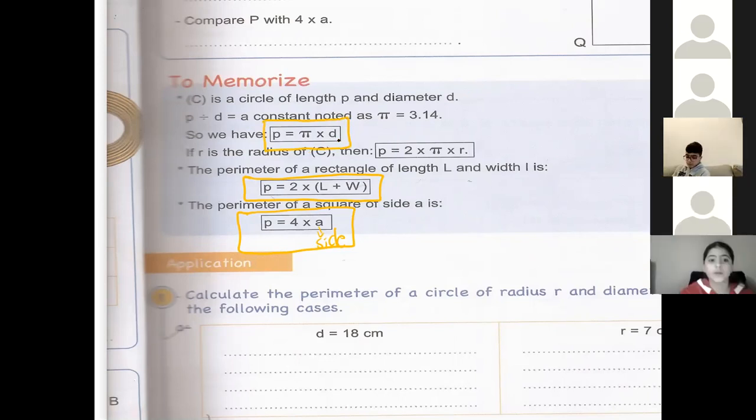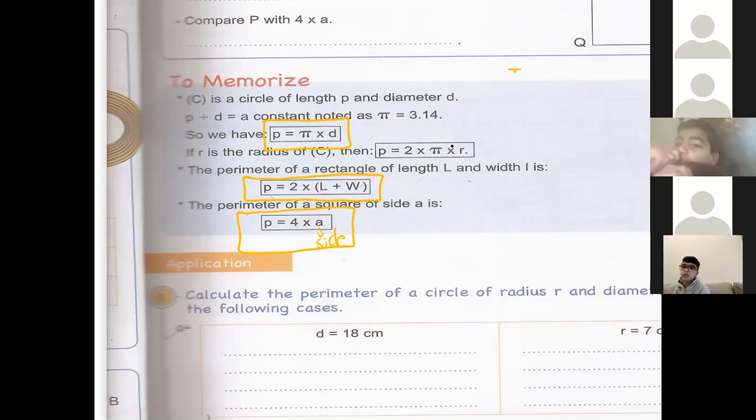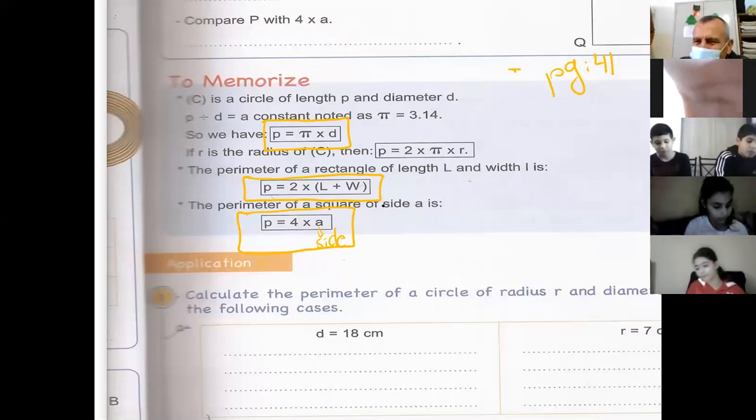So open page 41, please. These 3 boxes you have to memorize. Study them carefully for tomorrow. Page 41. The perimeter of a circle is pi times the diameter, the rectangle is 2 times length plus width, and the square is 4 times side. Study these.